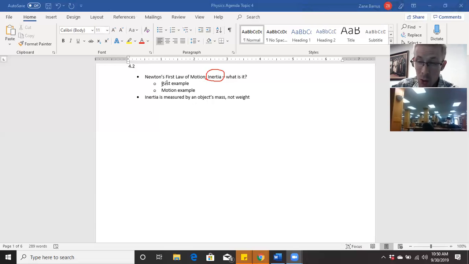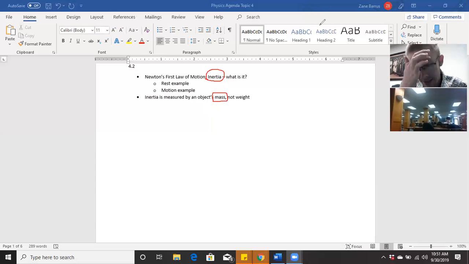Once again, it's a very tricky sounding term, but it's actually a pretty basic idea. Now one more point on inertia. Inertia is measured by an object's mass. So don't be fooled by the idea that if something weighs a lot, it's going to have a lot of inertia, because inertia is a concept that revolves around mass, not weight. The reason I say that is because weight is dependent on the planet you're on. Mass stays constant anywhere you are in the universe, but weight is dependent on the planet you're on. So mass is the key factor in determining inertia.